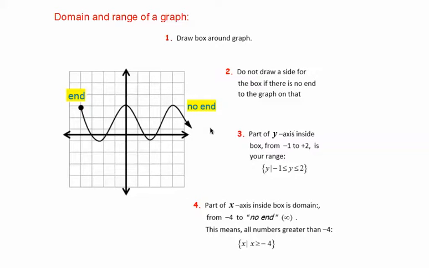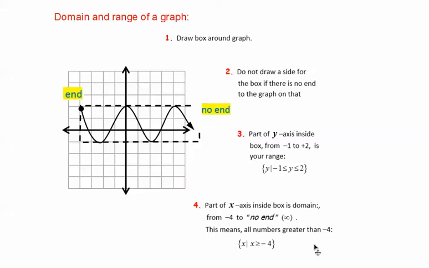So what that means is that when you're going to draw a box trying to contain this graph, that box is going to look like this, where there is no side on this end of the box, only a top, a left hand side, and a right hand side.